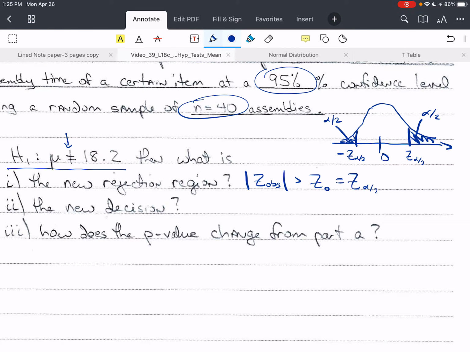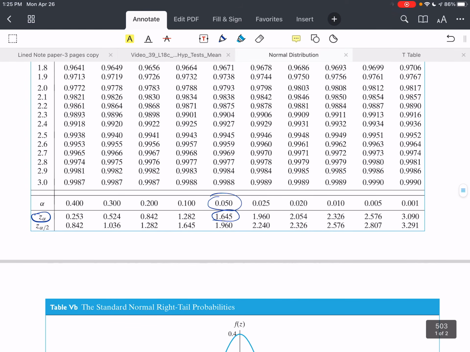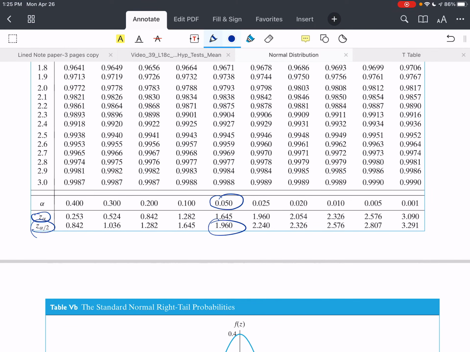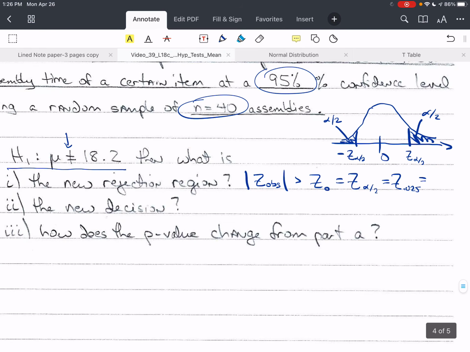Okay? And this is going to be z of 0.025, and so z of alpha over 2, we can come over here and see what this value is. Instead of using z sub alpha for 0.05, we'd use the alpha over 2. It becomes 1.96. So now you only reject if the absolute value is greater than 1.96.